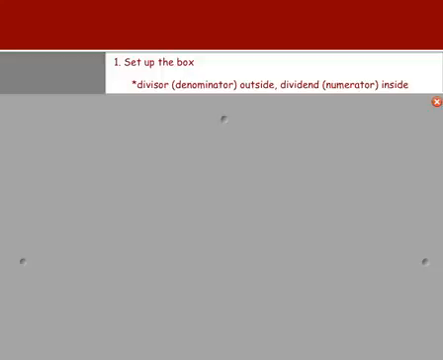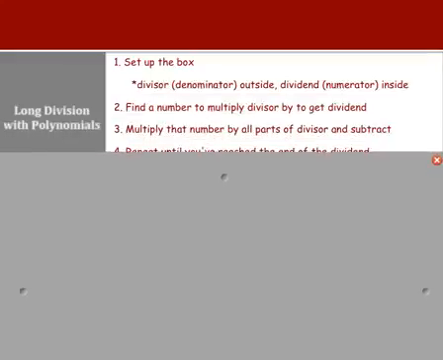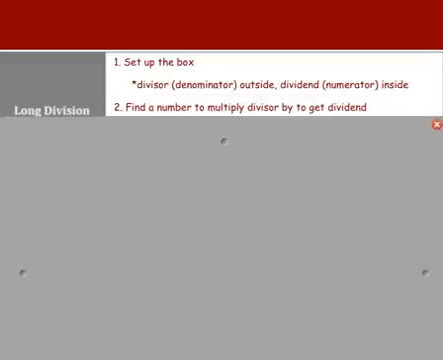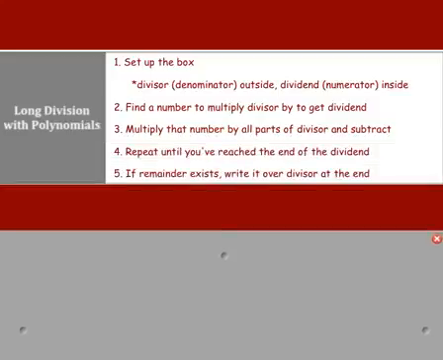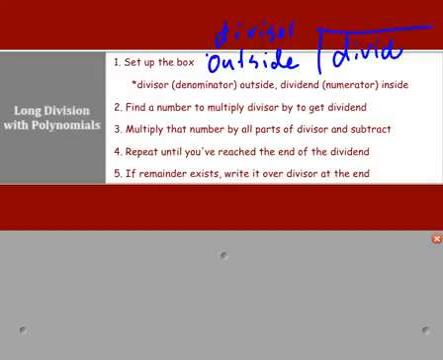All right. You need to set up the box where you have the divisor outside and the numerator inside. So I'm going to show you what this looks like. Find a number to multiply the divisor to get the dividend. Multiply that number by all parts of the divisor and subtract, repeat. All right, here's what you need. The divisor is going to be outside. So this is the divisor. All right, so then your numerator, or dividend, this is your numerator inside.